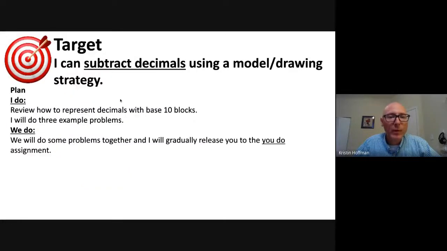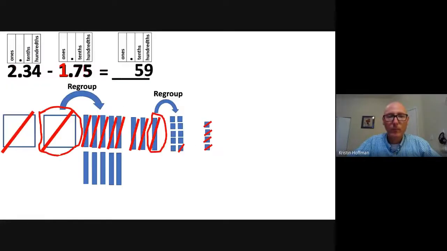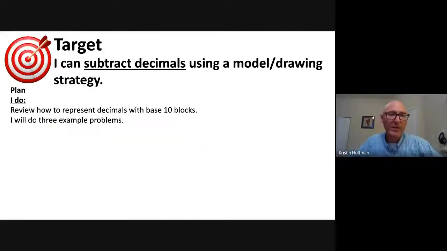So really quick, let's just take a quick look back. There we go. So our answer is 59 hundredths. Now we go to this next screen. So we've reviewed how to represent decimals with base 10 blocks.